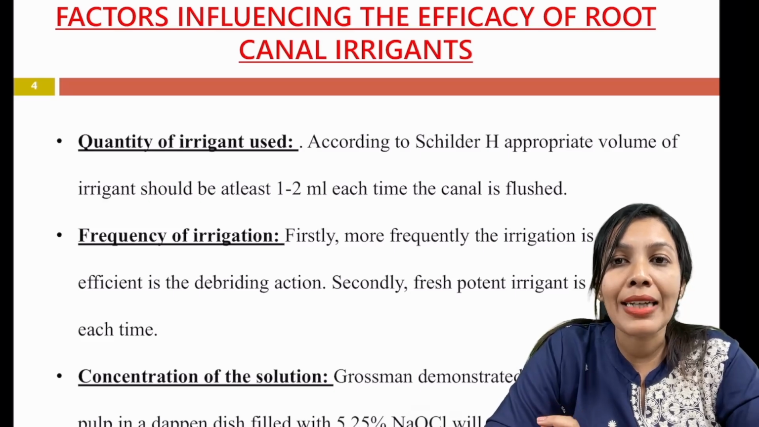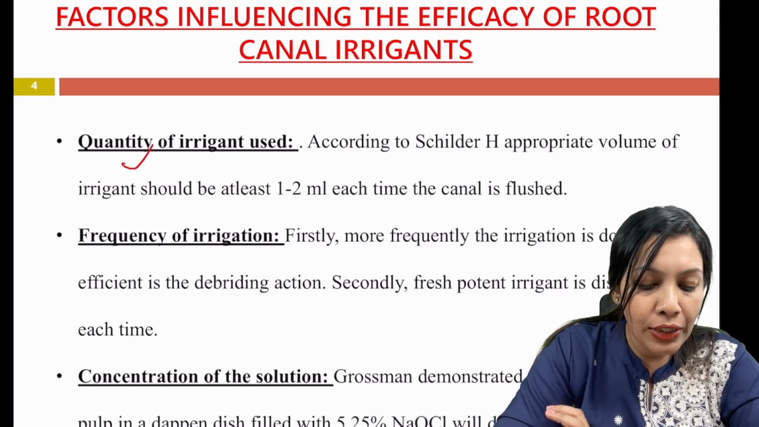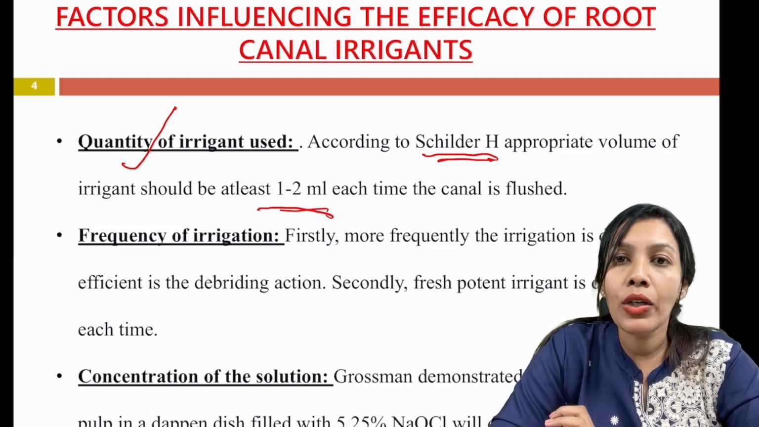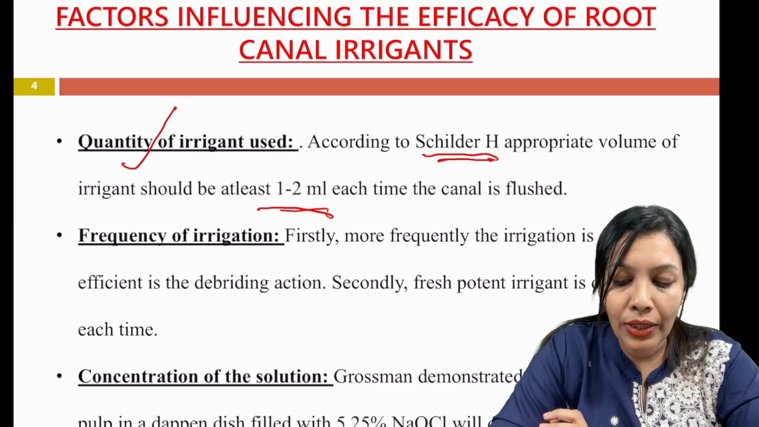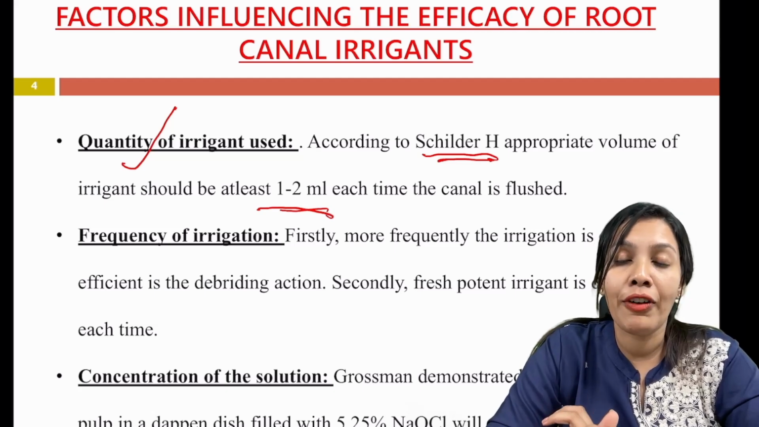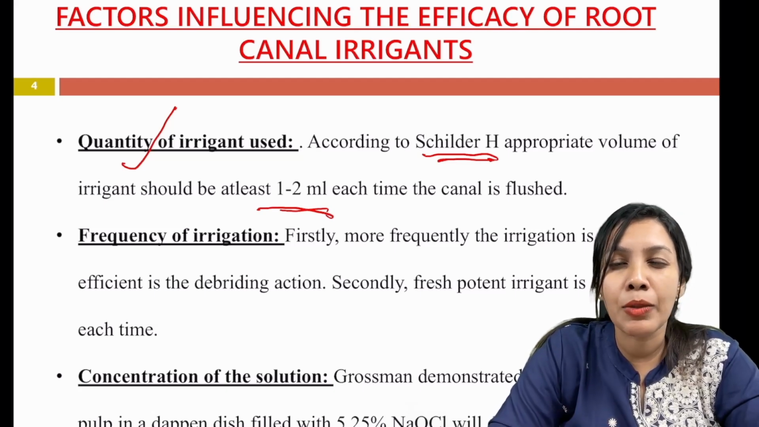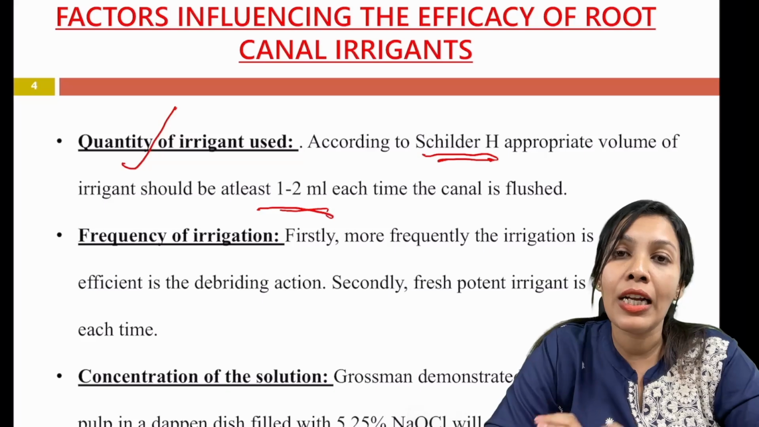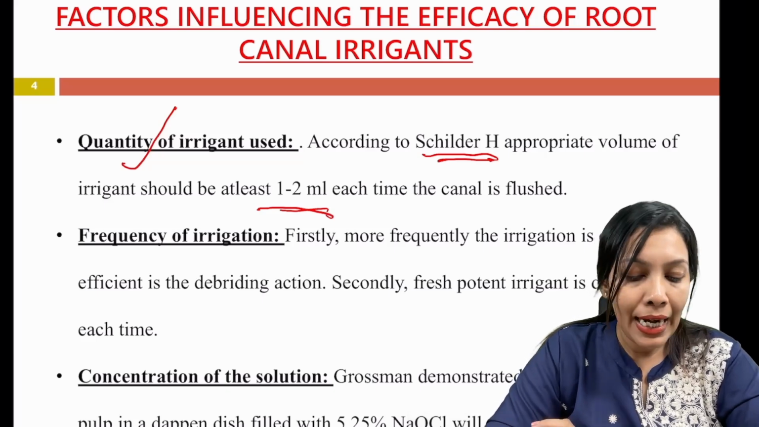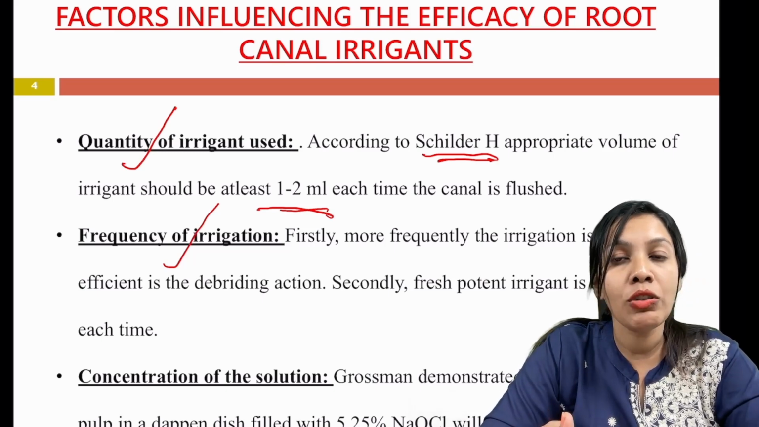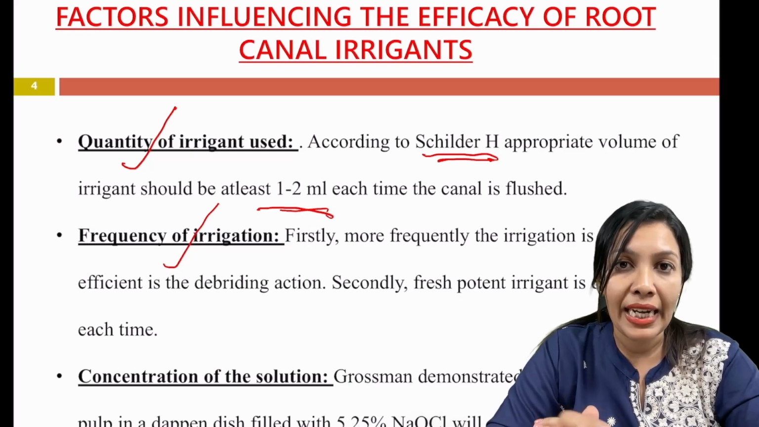So what are the factors that affect the efficacy of root canal irrigants? First is the quantity of irrigants. According to Shielder, at least 1 to 2 ml of irrigant is required, and this flushes out the debris, smear layer, etc. So each irrigation should include 1 to 2 ml of the irrigant. Next is frequency. It is directly proportional. The more the frequency of the irrigant used, the more the cleaning of the root canal taking place.